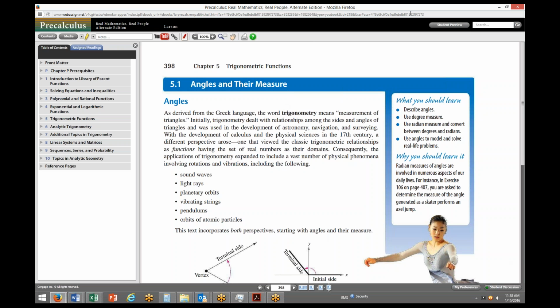Well, trigonometry is an amazing subject. You can learn a little bit about it and almost instantly put the little bit that you learn to good use, or you can go much, much more in depth into it and use it for calculus and a lot of scientific applications, astronomy, navigation, surveying, lots of different applications. In the real world, trigonometry is directly applicable to things like sound waves, light rays, planetary orbits, vibrating strings, periods of pendulums such as that.